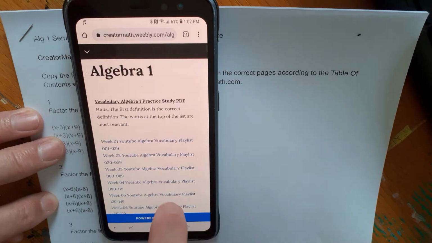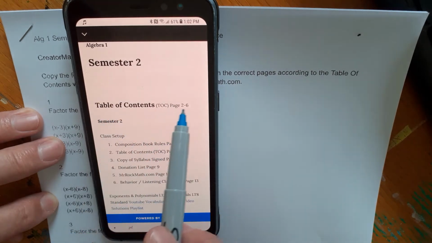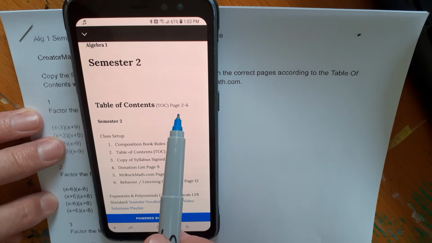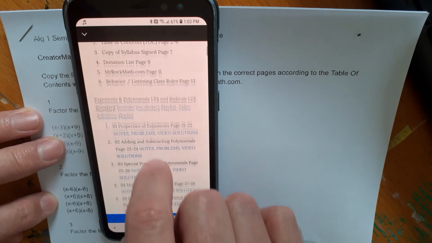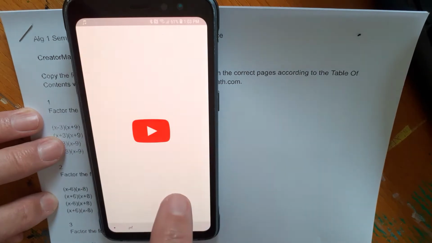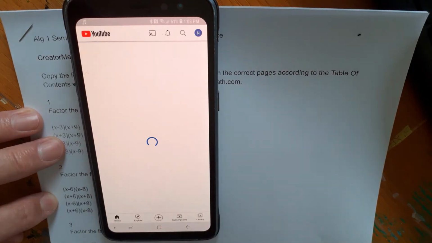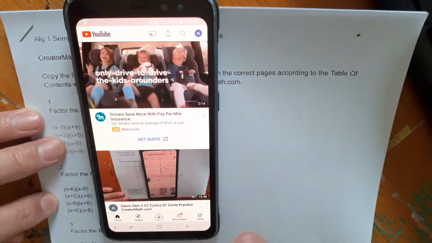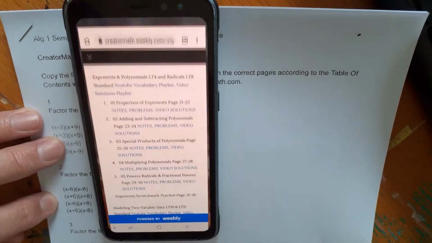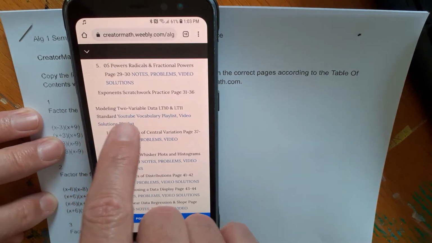We're passing by the vocabulary. The vocabulary is first, but pass by to Semester 2. This is the table of contents. It goes on pages 2 through 6 of your composition book. You're going to copy all these line items into page 2 through 6. We're going to pass by the exponents unit. All right, so there it is. Exponents. Sorry about that. Modeling two variable data.